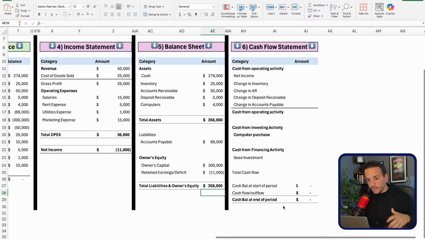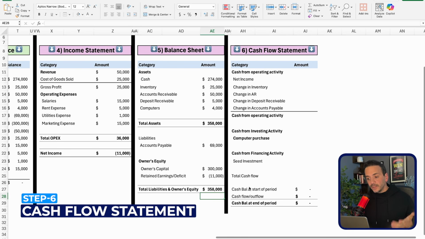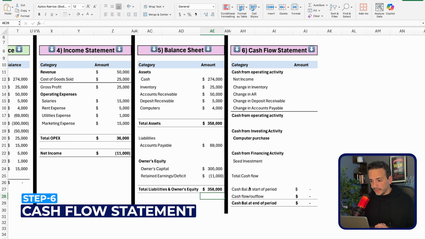Great. So now that we're done with the balance sheet, we will jump to the final step, which is the cash flow statement. So the cash flow statement is an indirect method. There are two methods for cash flow statement: direct and indirect. The indirect method, which is what we're going to do here today, takes the net income from your income statement and reconciles that back to cash by adding back or subtracting the changes in working capital, investing activity, and financing activity, as we'll see here right now.